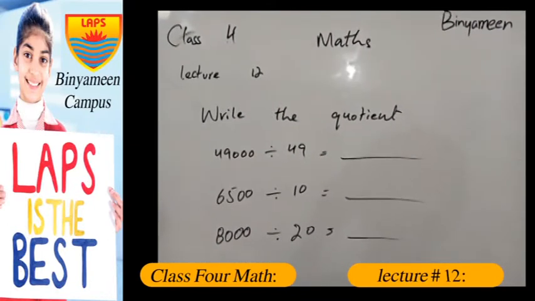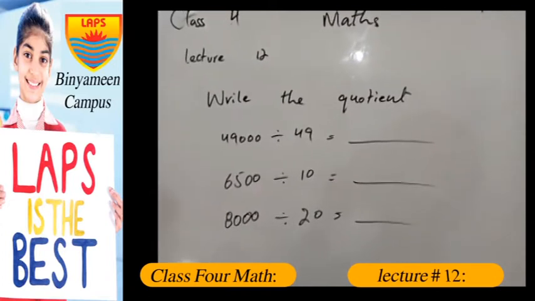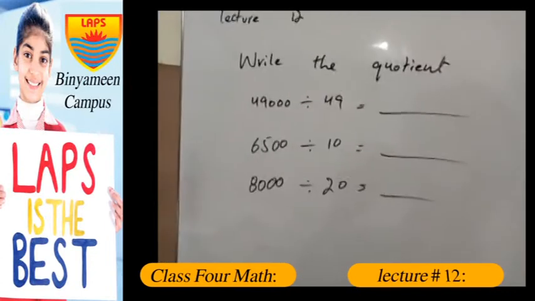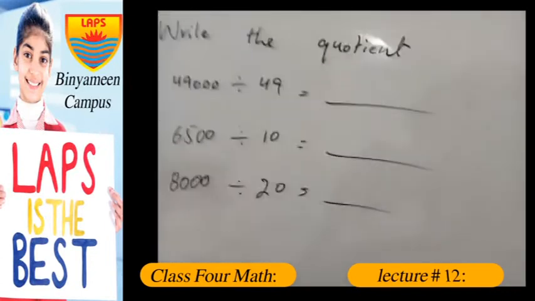Now it says here, write the question. We have to divide these values and write the answer on the blanks. There are given 6 problems. I will be solving the very first 3 of them. Actually these problems are pretty easy.